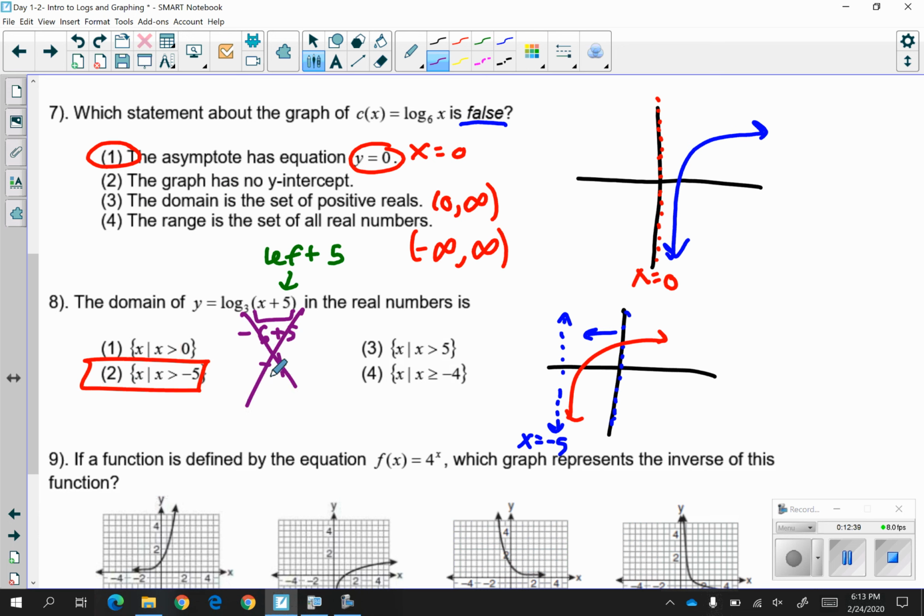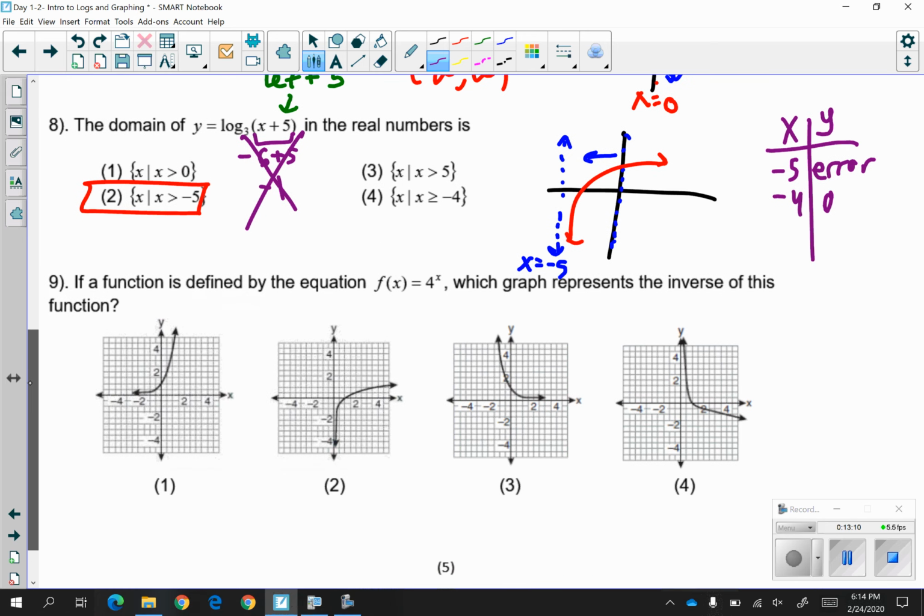If you don't want to do this by thinking about the graph or by thinking about it this way, your other option is to put it on the table. If you were to put the equation in the calculator, on your table, you're going to see the coordinate (negative 4, 0), but you'll also see negative 5 and error. Because negative 5 is the first one that gave you an error, that's your asymptote, and that's where your domain starts.